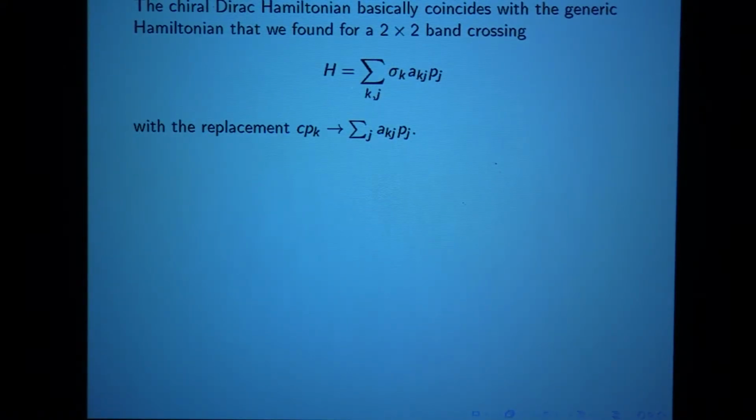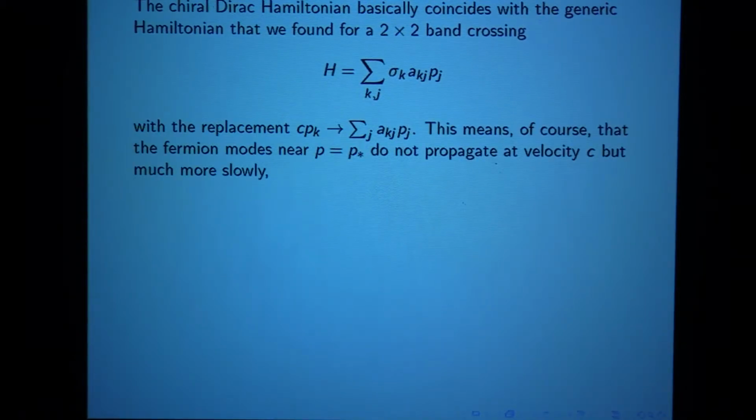Now, for the generic 2 by 2 band crossing, we found the Hamiltonian that was generically a sigma matrix times p times some generic matrix a_jk. Except I dropped here the constant p star. So previously I wrote that as p minus p star, where p star was the position of the band crossing. I guess here I've written it as if p star is 0, or we're measuring p relative to the position of the band crossing. So this is the same Hamiltonian as the relativistic Weyl fermion, except c times p has been replaced by some matrix times p.